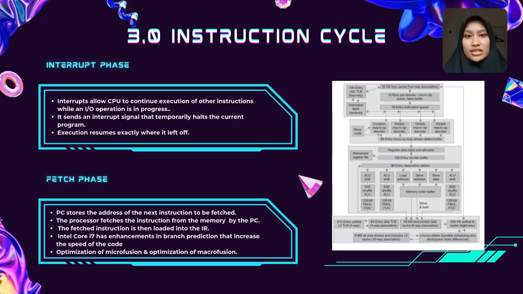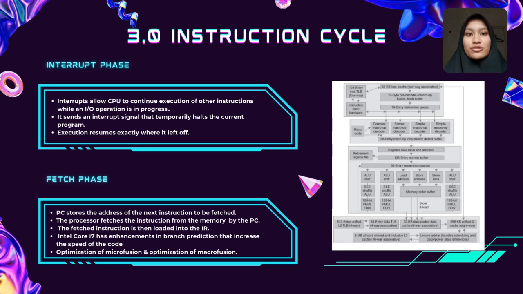During the interrupt cycle, interrupts allow the CPU to continue executing other instructions while an I/O operation is in progress. When an external device needs attention, it sends an interrupt signal that temporarily halts the current program so the processor can run the interrupt handler.